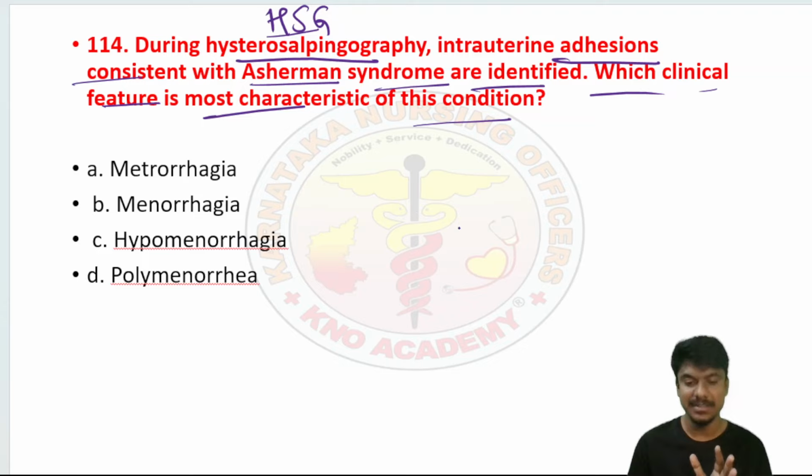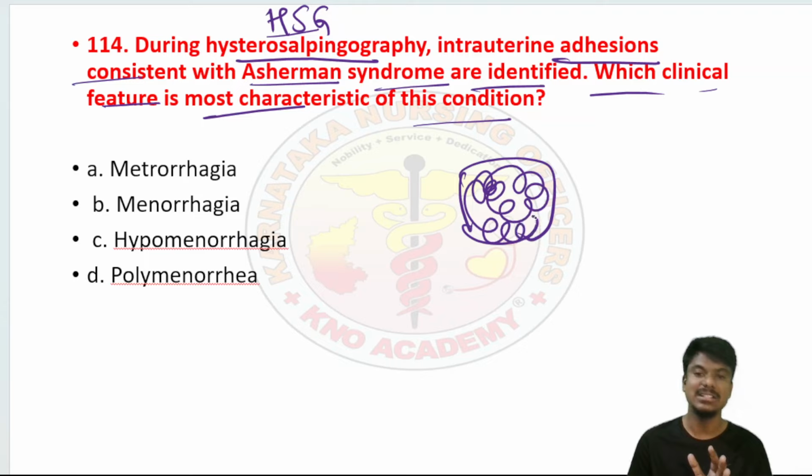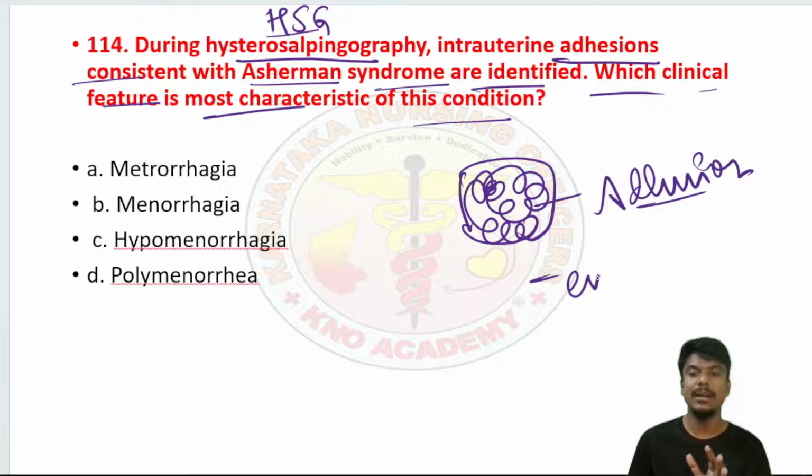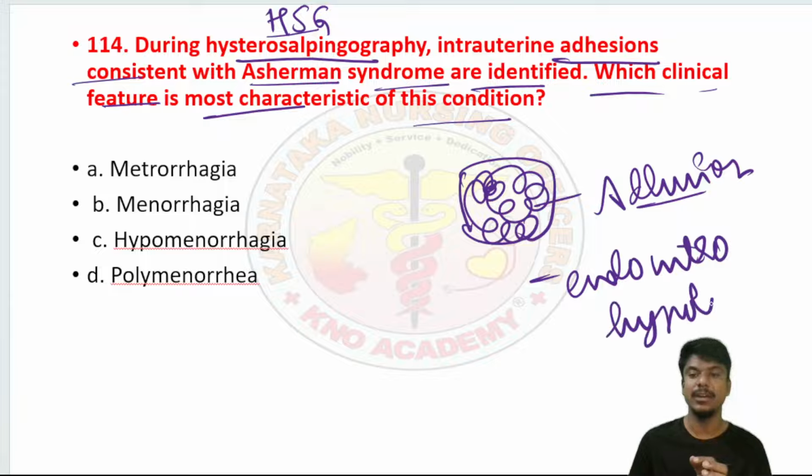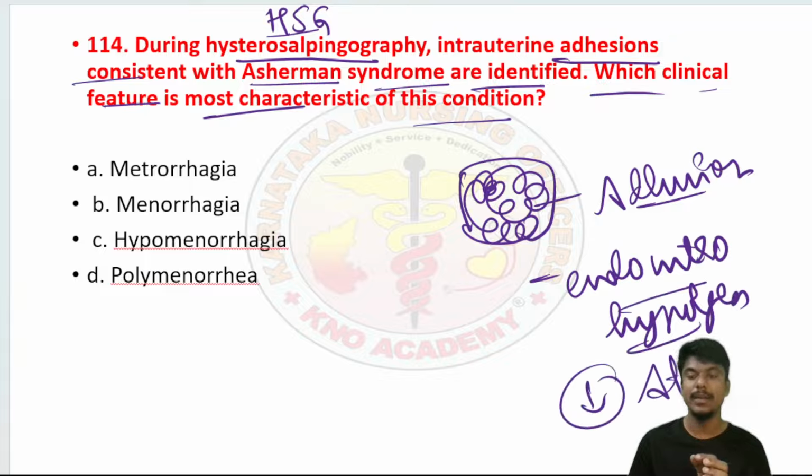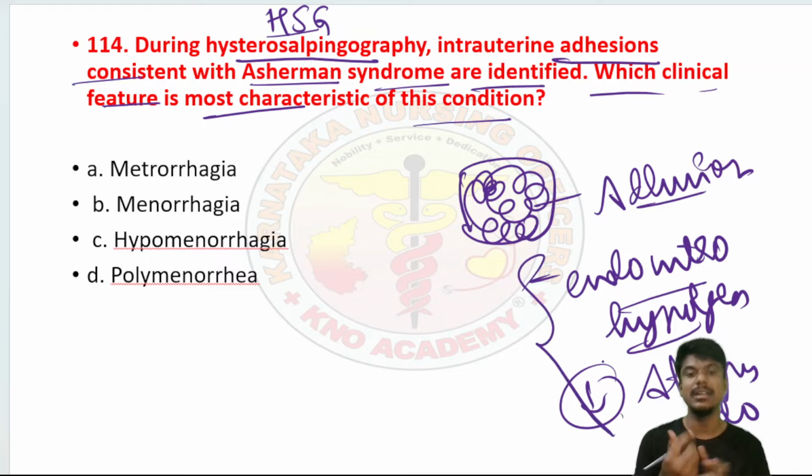If you see, in Asherman syndrome, in the uterus there will be so much adhesion, and there will be endometrial hypoplasia. That means there will be atrophy of the endometrial tissue. The endometrium layer is getting destroyed. The endometrium layer mostly helps in your bleeding phase, the shedding of your endometrial wall.